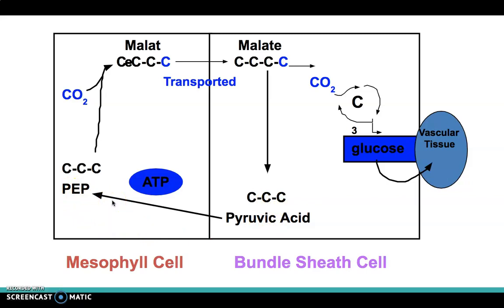C4 plants use energy to pump carbon dioxide into the bundle sheath cell, where it becomes concentrated. So this method involves preceding the Calvin cycle by first fixing carbon dioxide into a 4-carbon compound. And like C3 plants, C4 plants will close their stomata to conserve water loss. However, unlike C3 plants, C4 plants will continue to make sugar using photosynthesis instead of entering photorespiration.